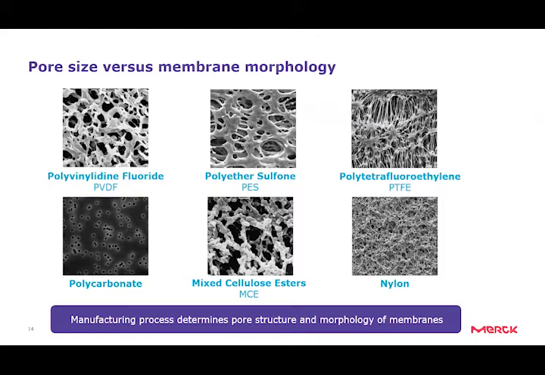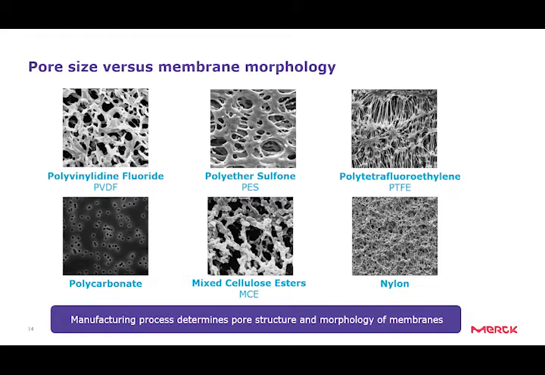And the pore structure and morphology is determined by the manufacturing process. For example, the PVDF, the polyether sulfone, and the nylon membranes are manufactured by solvent precipitation, where a solution of polymer is precipitated out using a non-solvent. It creates a random network of pore structures. If you look at the polytetrafluoroethylene or PTFE membrane on the top right-hand side, you can see that the pores are elongated in one particular dimension.